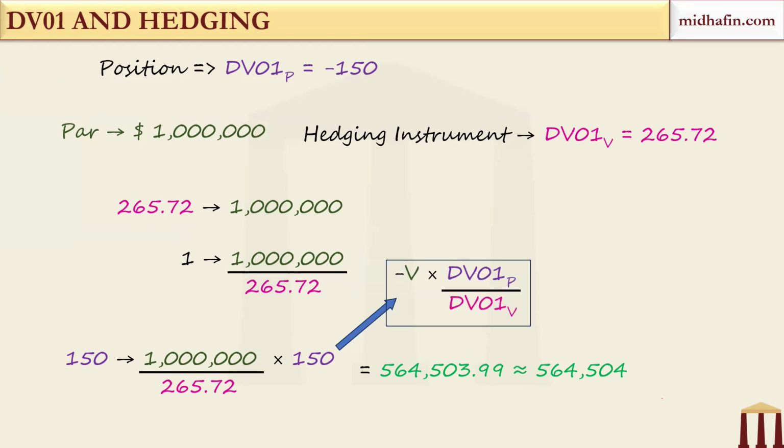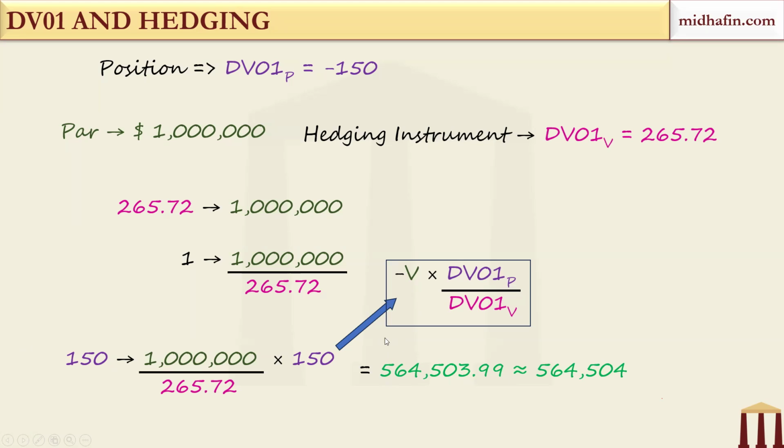Now the formula here will be minus V times DV01 of P divided by the DV01 of V. This is the formula. Whatever answer you get, if at the end you see a negative sign, that means you have to go short in the hedging instrument. If you see a positive sign, you have to go long. Here, I would say there is a mistake, because the actual position has a minus 150 DV01, but here it is taken as plus 150. If it is plus 150, this number indicates that I need to go long in this much face value of the hedging instrument.